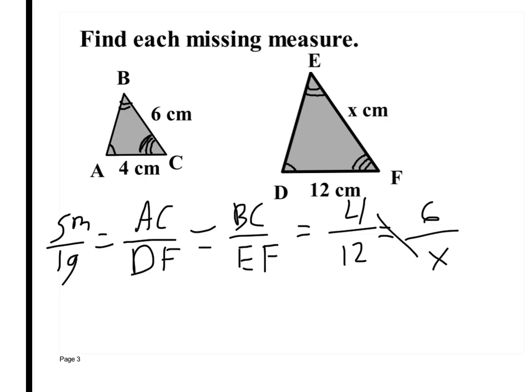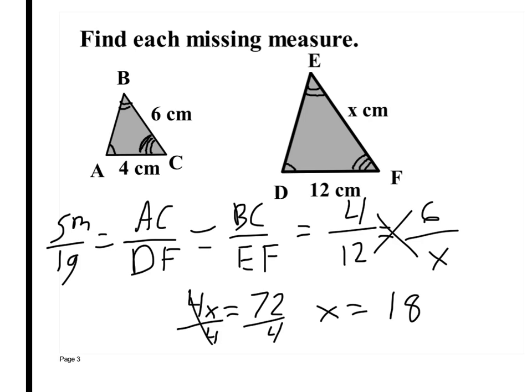Okay, cross multiply. 4x is equal to 12 times 6, which we know is 72. We divide by 4 to get x by itself. X equals 18. So this is 18 centimeters. That's my missing distance.